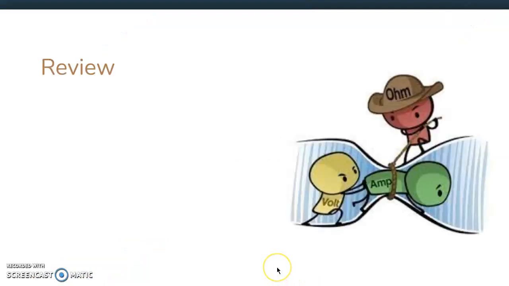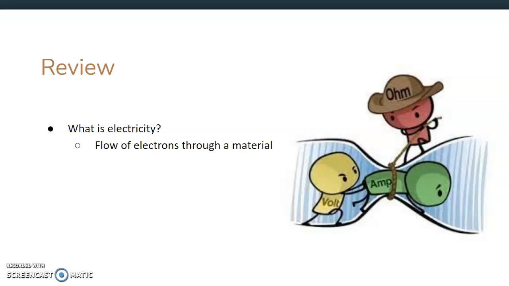So as always, we're going to do some review and then we're going to dig into our questions. So first thing is, what is electricity? This is something we talked about about a week ago now. Electricity is our flow of electrons through our material.